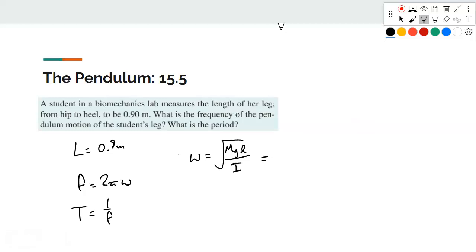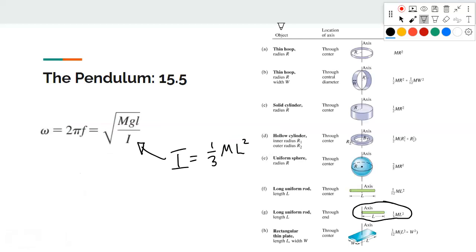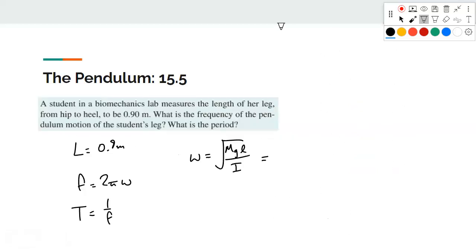And for a leg, you can look at the pictures actually and see that it's the one I've circled. That's going to be the one that we see the most in biomechanics, which is 1/3 ml squared.